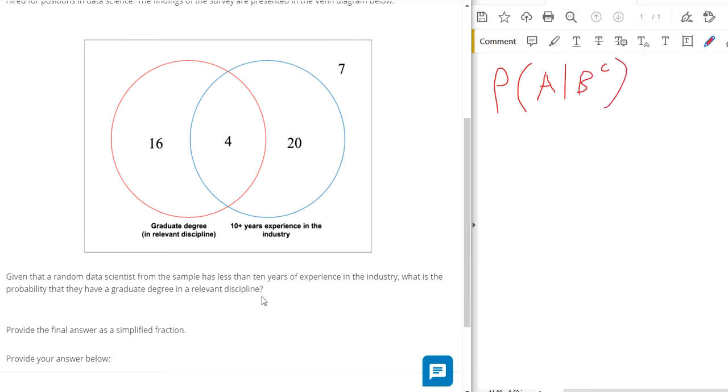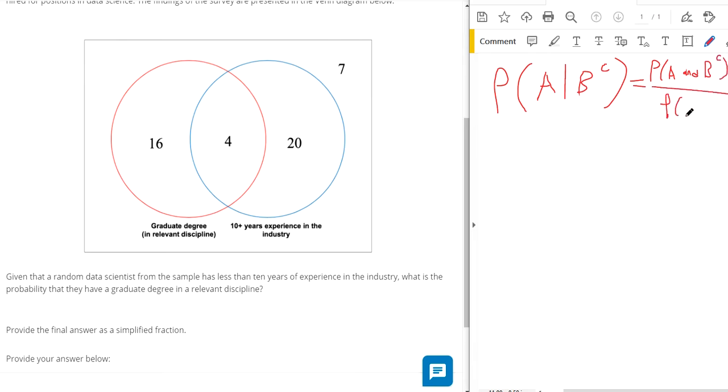The reason why we're putting B complement is because event B is having 10 or more years experience. If we're told that the person has less than 10 years of experience, that's everything except for event B, so that's B complement. So this is the probability we want to calculate. And if you use the conditional probability formula, it's the probability of A and B naught intersecting, divided by the probability of B naught.